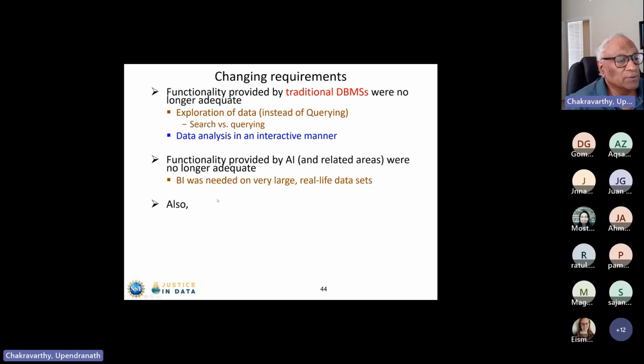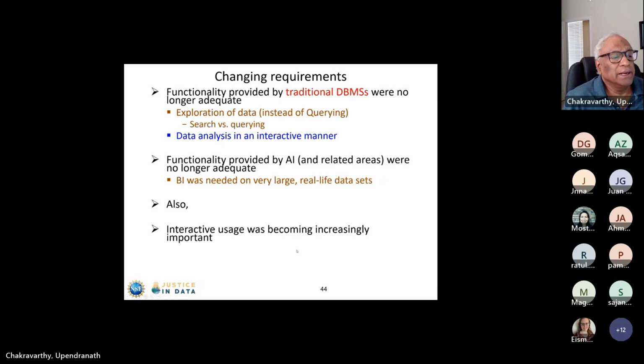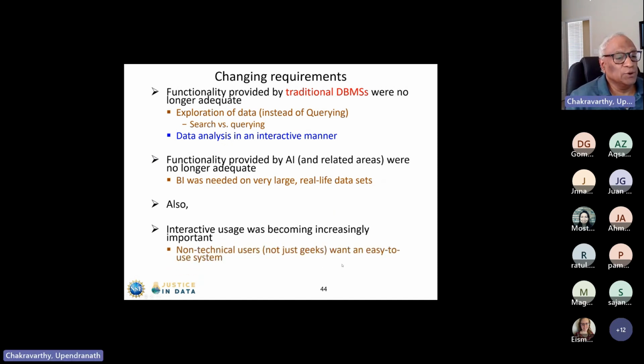Business intelligence was needed on very large real-life data sets. Interactive usage was not there earlier. Everything was done sitting at a command prompt or running batch programs. Non-technical users want an easy to use system. So this is always the case. You cannot assume everyone is proficient in computer usage, because your discipline is different, your domain is different, and what you want to do is different.